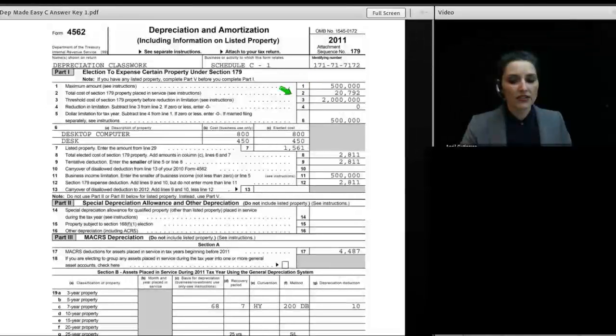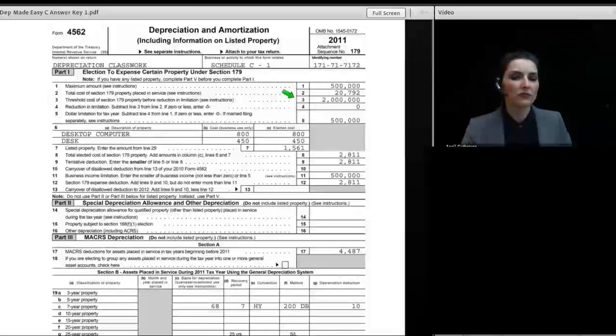The next question in line is the total cost of Section 179 property placed in service for the year. This stumps people. Where does that number come from? The way you get that number is you take all of the property that could be eligible for the Section 179 deduction during the year, you multiply the property that has a business use percentage that applies by the business use percentage, and then you total all of that up and put it here.